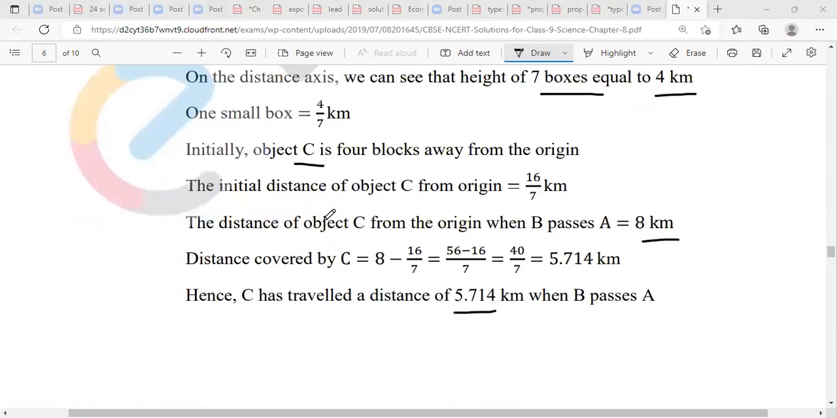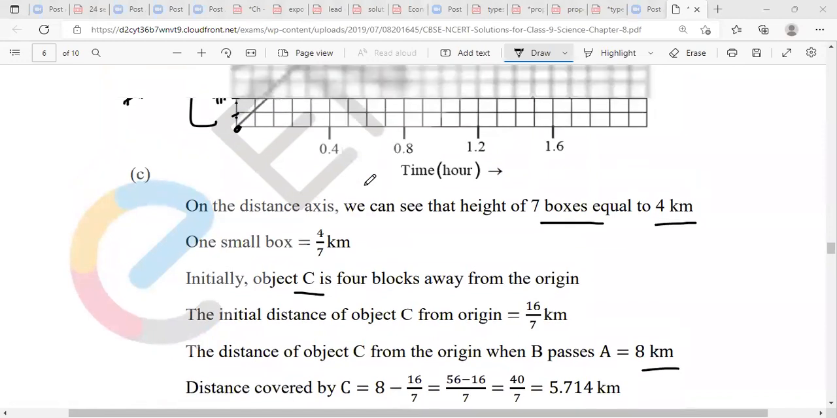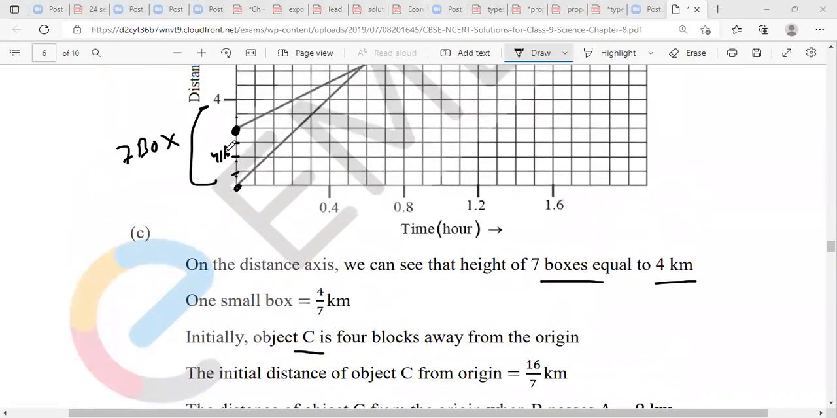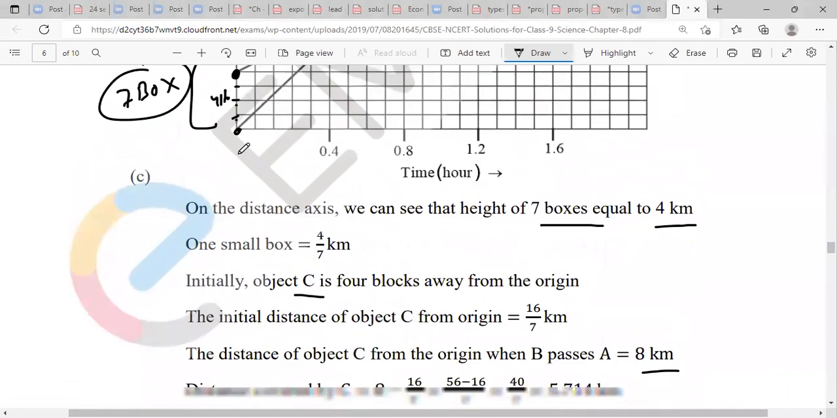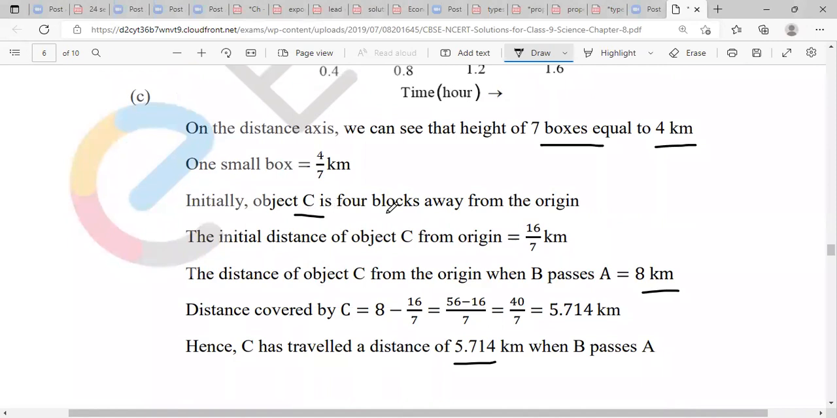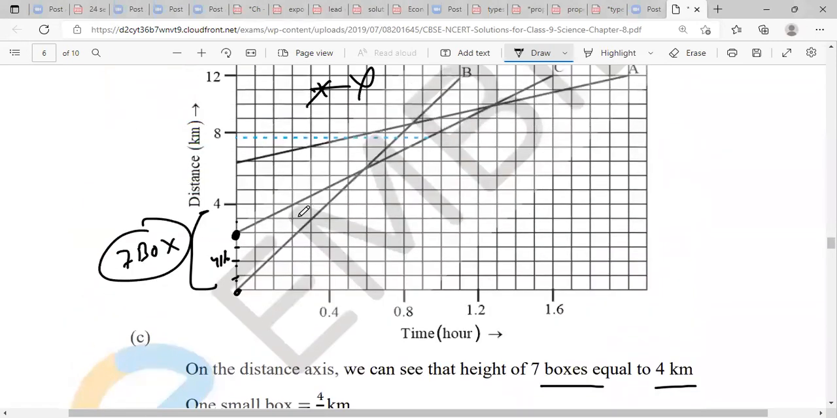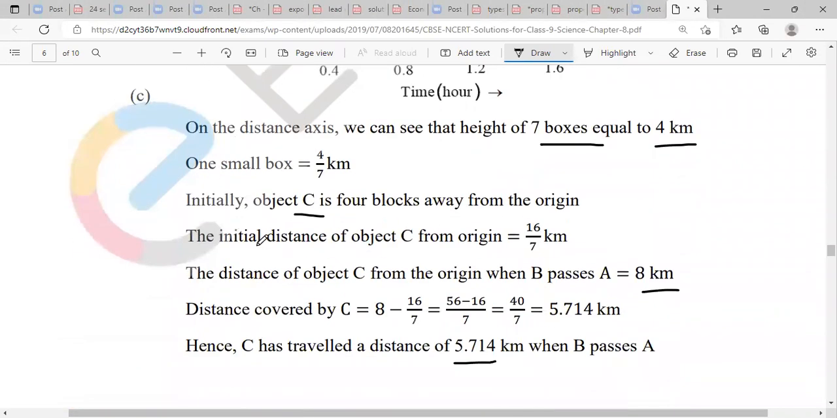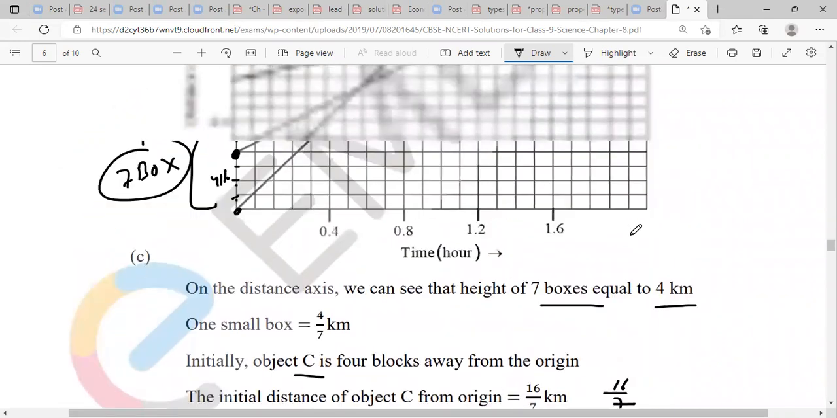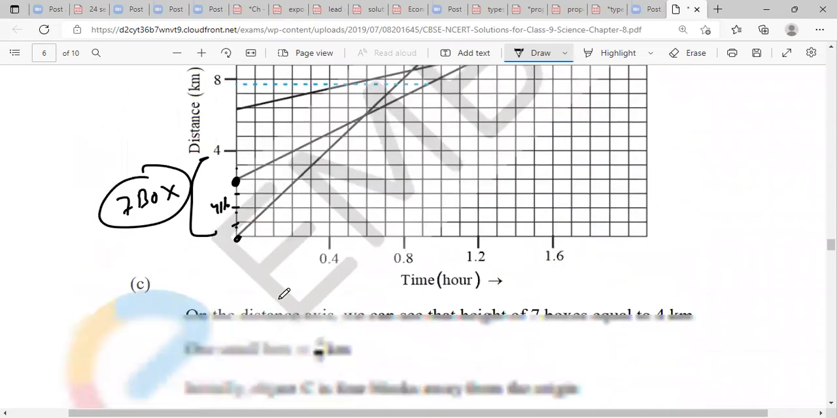Okay, I'll just explain. See, over here this means if you want to cover 4 kilometers, because this is the distance, you have to go for 7 boxes. So initially object C is 4 blocks away from the origin. You can see C is starting from here and B is here. So it is 4 blocks away, in the starting itself. So the initial distance of object C from the origin is 16 divided by 7. Okay, clear?